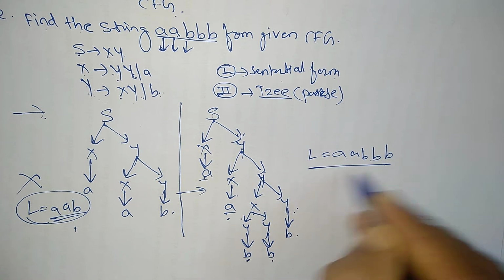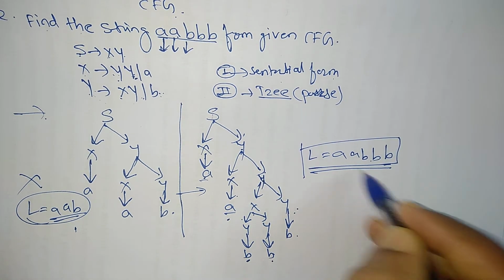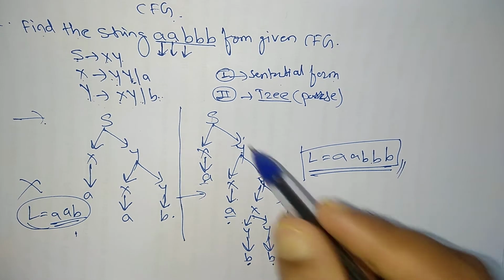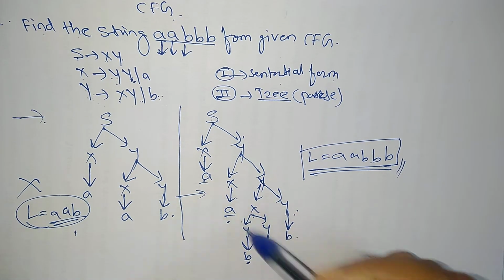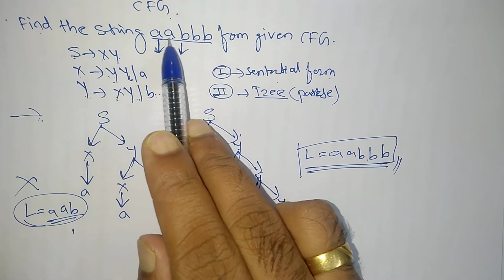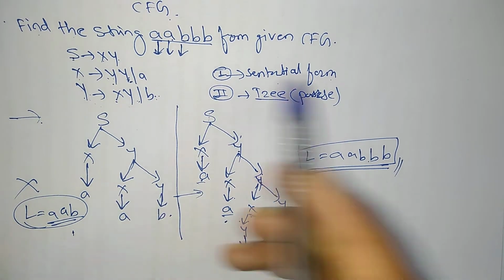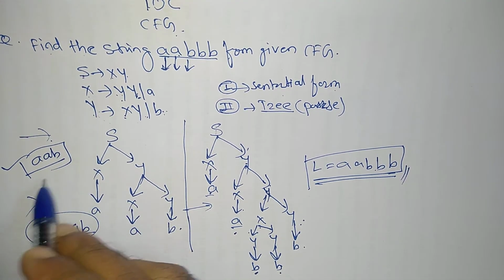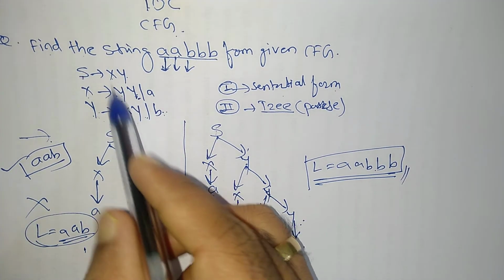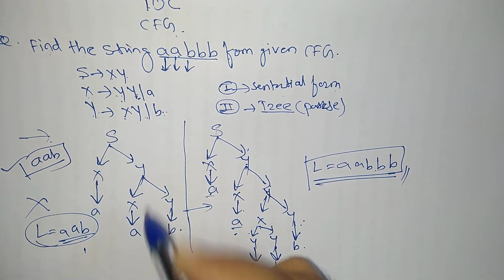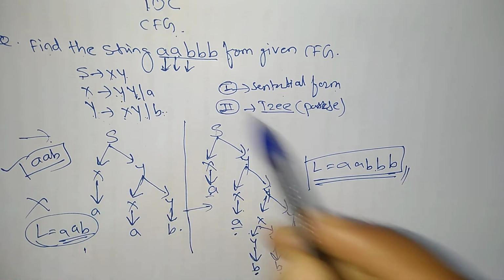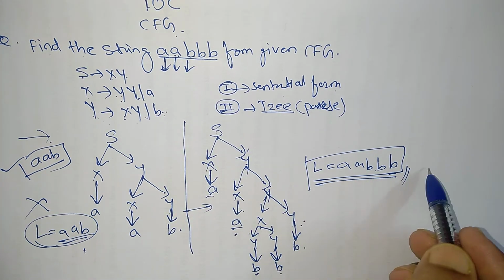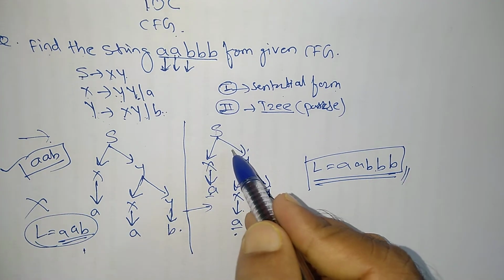So what language have I generated? L equals 2 times A, 3 times B. So this is the parse tree. With this parse tree we can generate 2 times A, 3 times B. If the question is, can we generate double AB? Yes, we can generate double AB using this parse tree. Can we generate 2 times A, 3 times B? Yes, we can generate 2 times A, 3 times B with this parse tree.